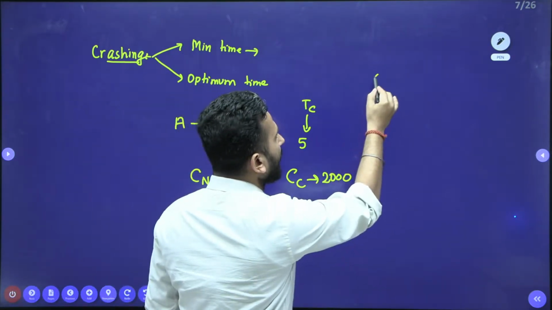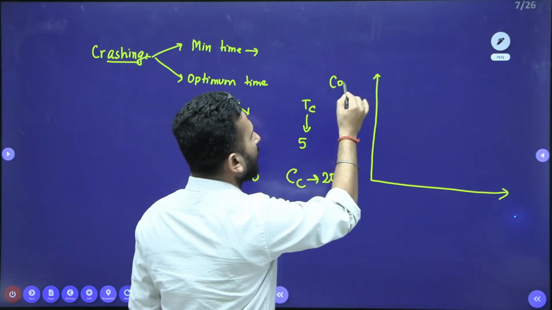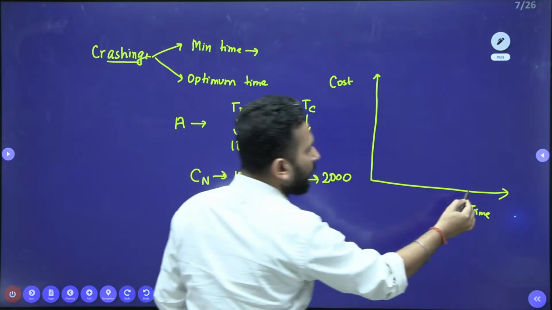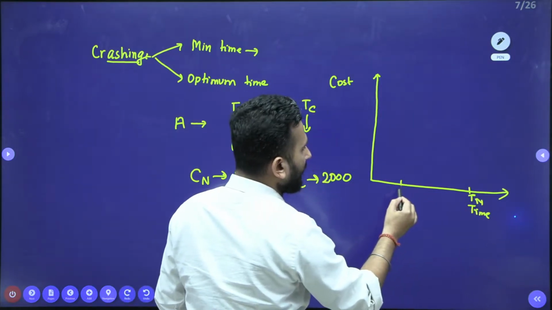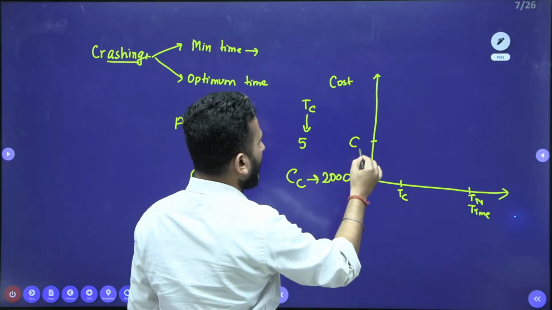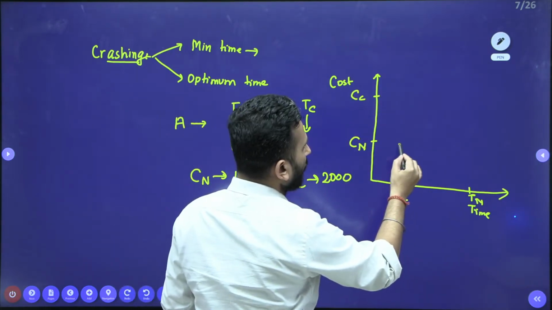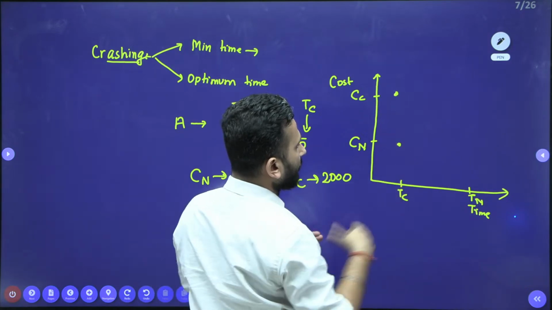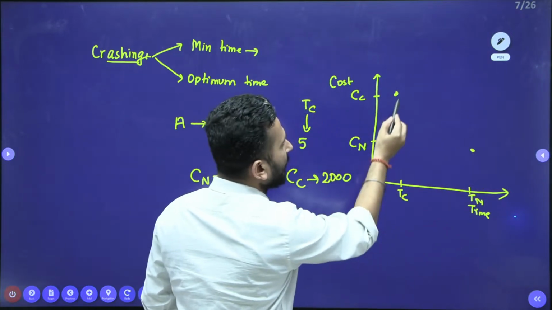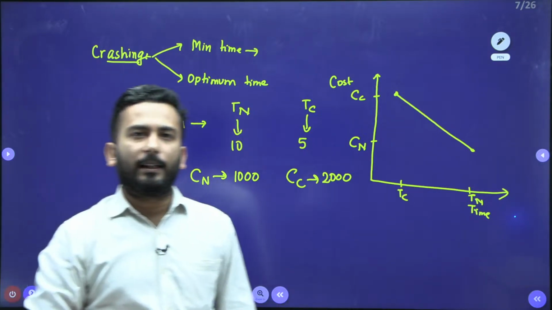So if you plot it, my dear friends, here I am taking the cost and here I am taking the time. See, Tn is more, so I will plot over here. Tc is over here. Now here it is cost, so Cn, and here it will be Cc. So one point is over here, Tc, Cc, and one point is over here, Tn, Cn. If you connect both, are you getting a negative slope? Yes or no? We are getting a negative slope.